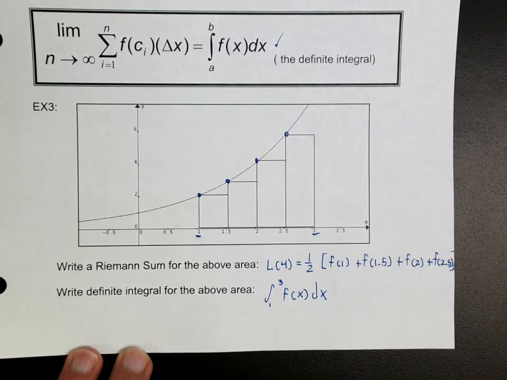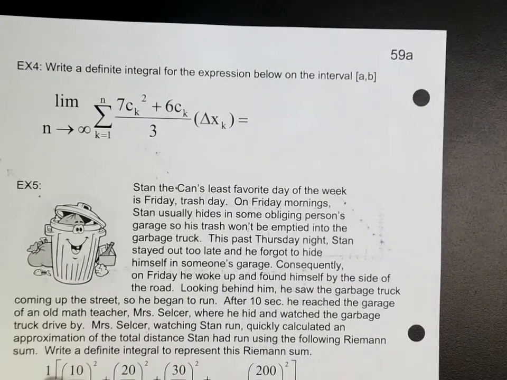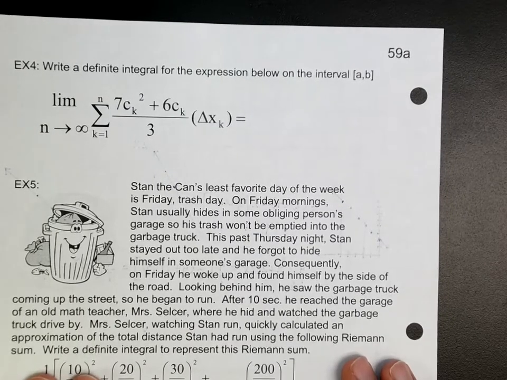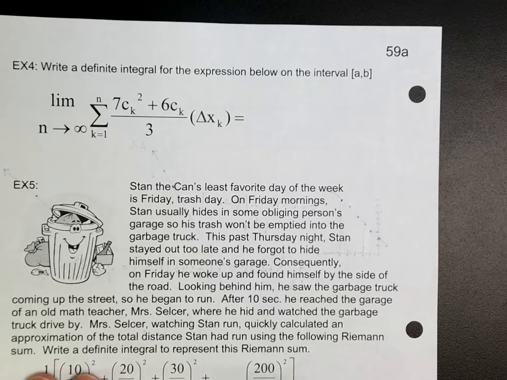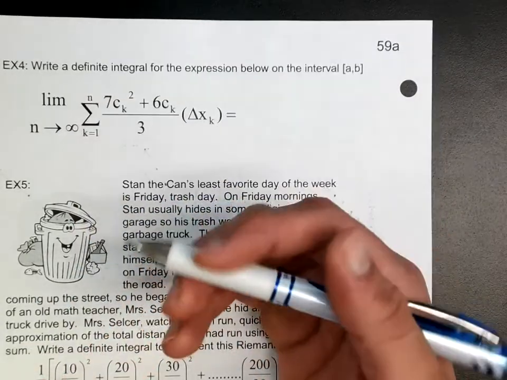All right, let's look in the back here, and we're not going to do all of the back, we're just going to do example 4. Example 5 I found to be not very useful. So on example 4, they're asking you to write this as a definite integral. Now notice that you're taking the limit as n goes to infinity. So this is actually very easy.